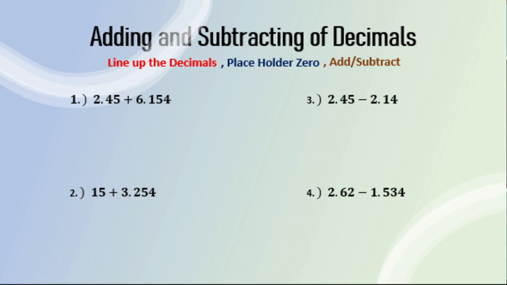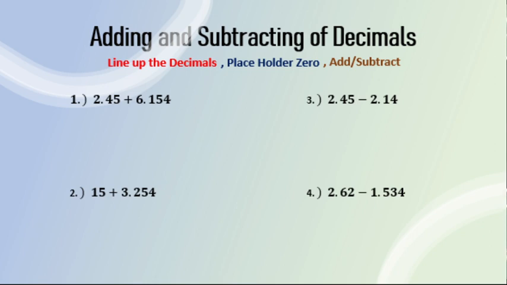In adding and subtracting decimals, we need to consider the following. First, line up the decimals. Second, place holder 0. And third, add or subtract. As you see on our screen, we have 4 examples. Let us try to answer them one by one.